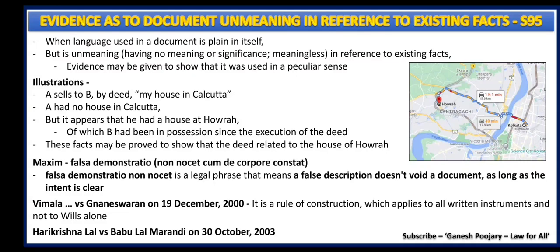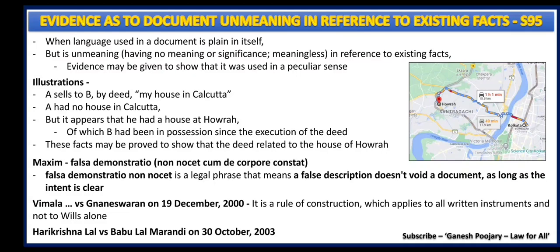Now here A can give additional evidence to prove that when in the contract it was mentioned Kolkata, it was intended to mean Howrah, because Howrah and Kolkata are two cities which are close by. For example, when we say Delhi and Noida, they are almost close by. We are using them together. That way, the interpretation can be given along with additional evidence.